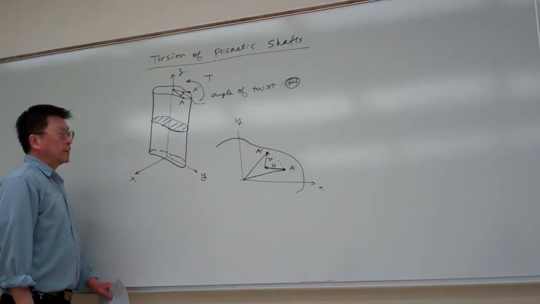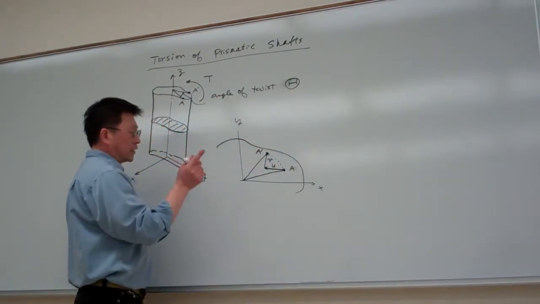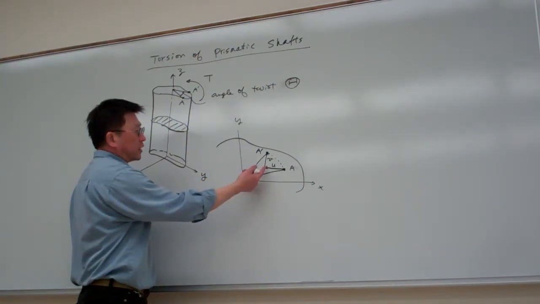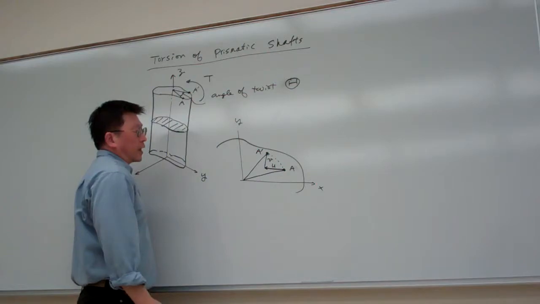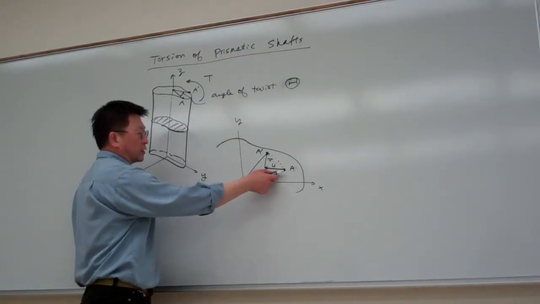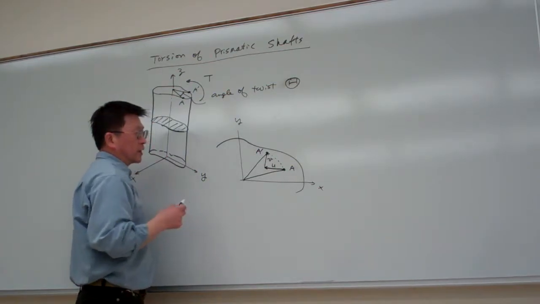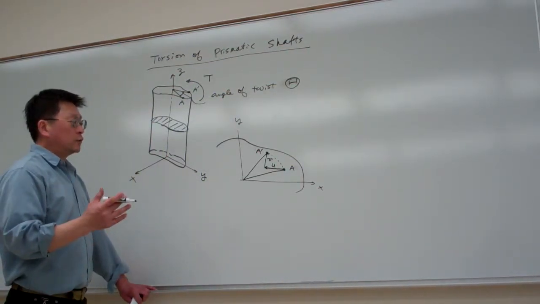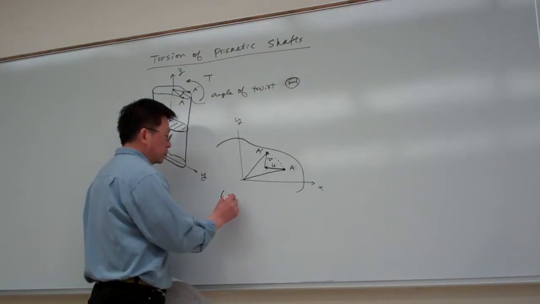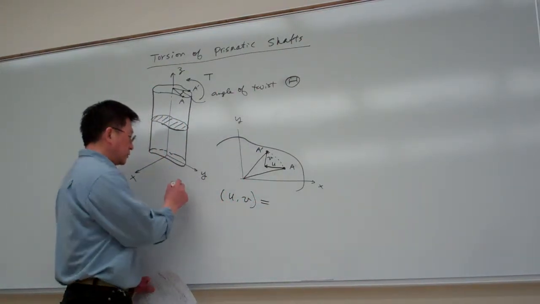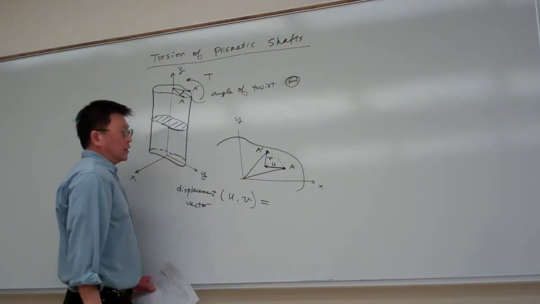Let's study the shaft here. Under these situations, this is the rigid body rotation of any point in the cross section. And we make sure in the XY plane, the distance OA stays the same as OA prime. That is based upon our first assumption: all the cross sections are under rigid body rotation in the XY plane. So under these situations, we will be able to determine the displacement vector U, V in terms of the coordinates.